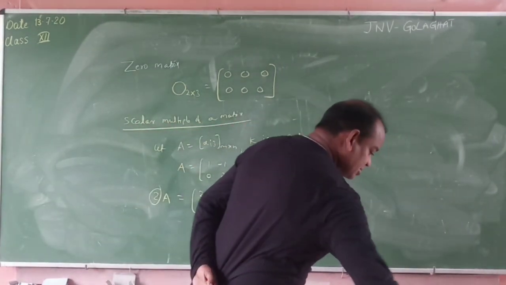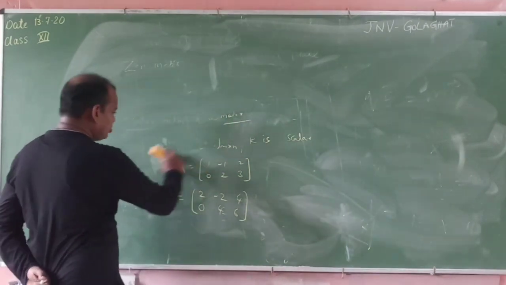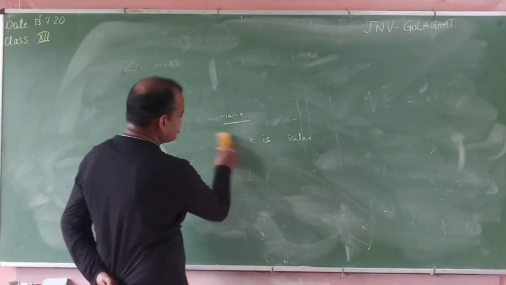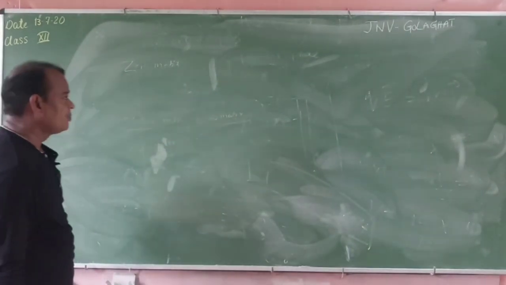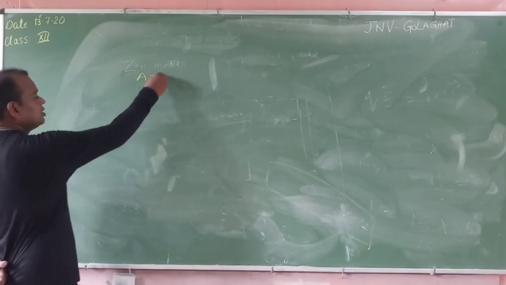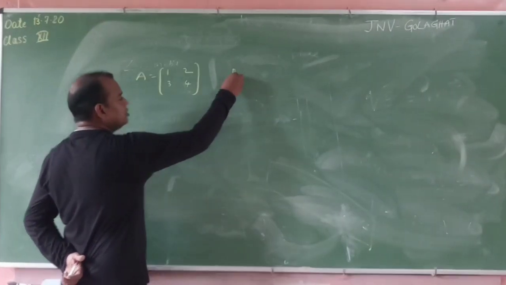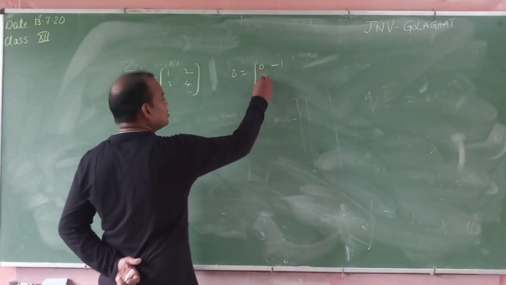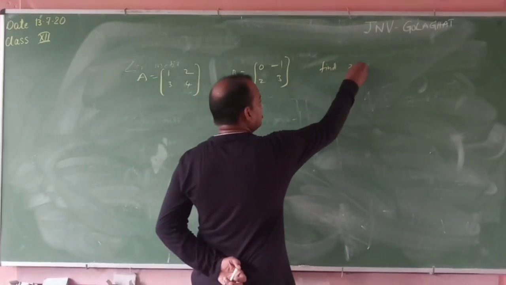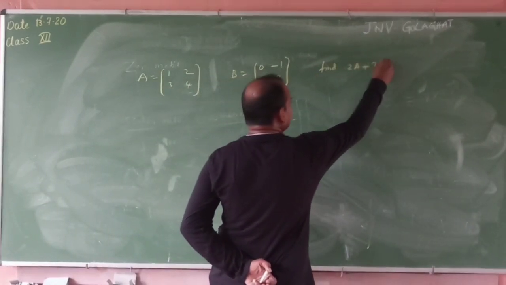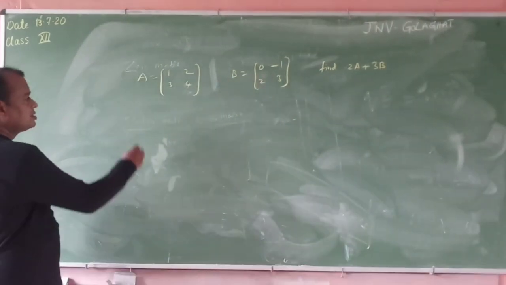Now, next one. I have discussed the scalar multiple of the matrix. So many problems are asked on this from the CBSE exam point of view. How is it possible? Suppose A is given, A is equal to 1 2 3 4. Suppose B is equal to 0 minus 1 2 3. Now you can find 2A plus 3B, this type of questions. Now 2A plus 3B can be found.